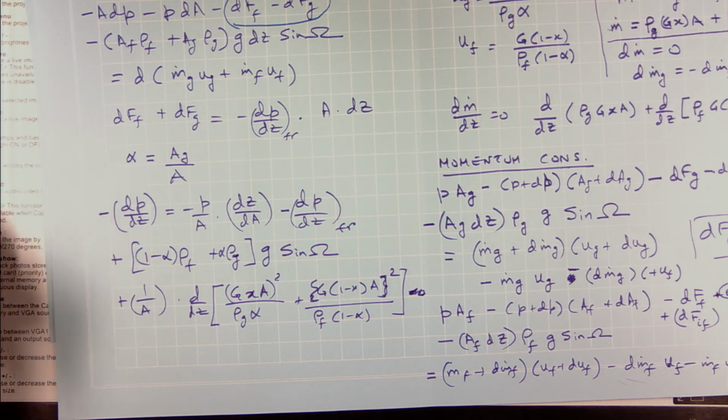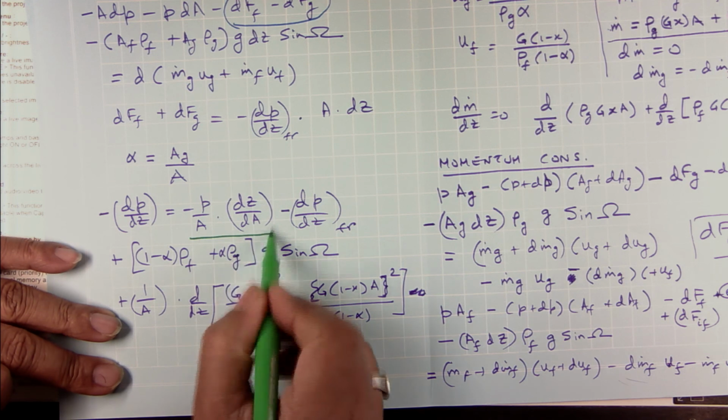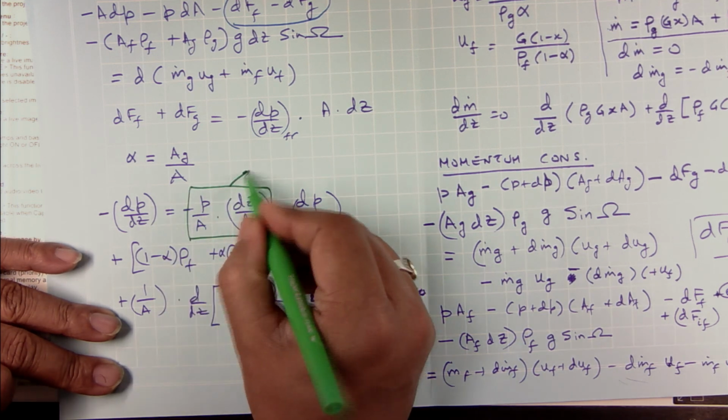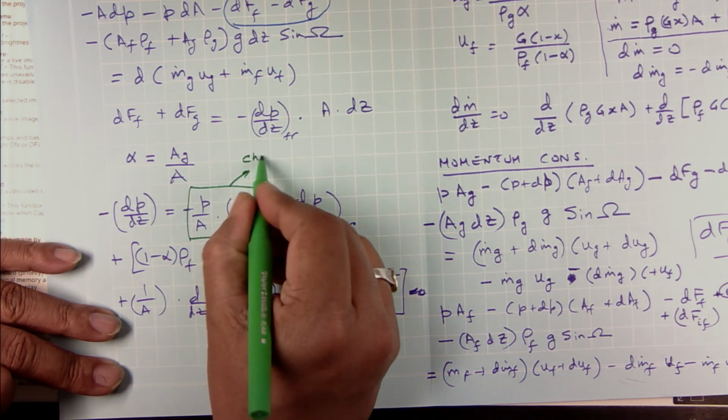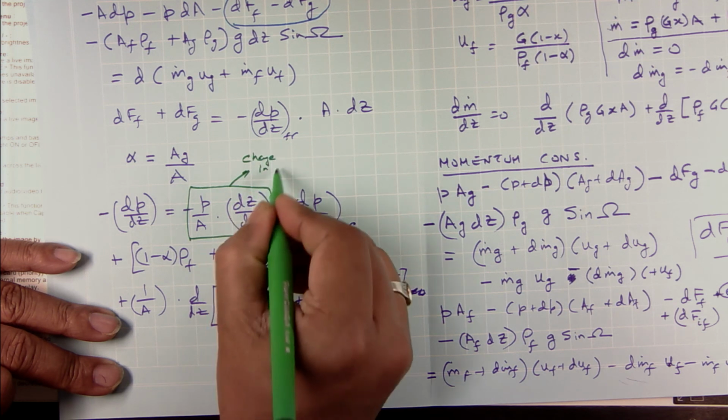Okay, so if I look at each of these components, well, this guy comes in, this is variation in pressure due to change in cross section, isn't it?